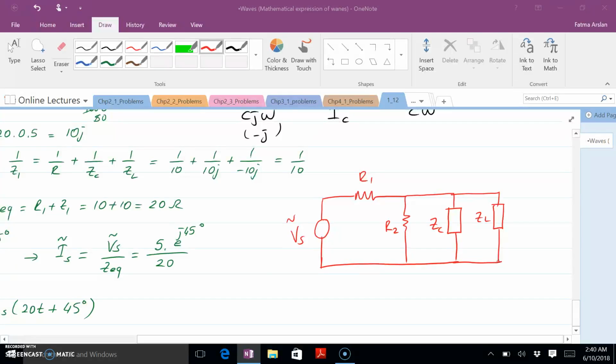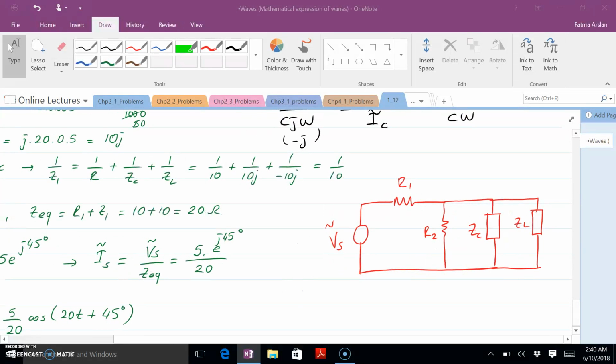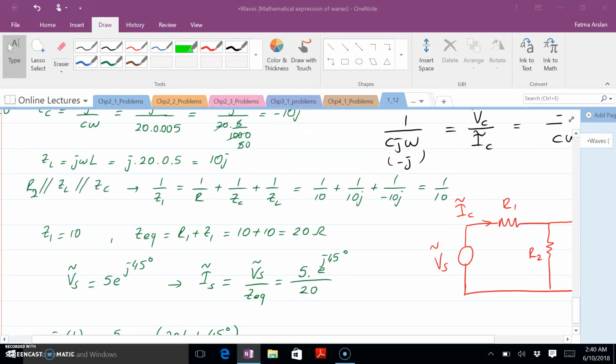So if you want to analyze the circuit, let's say you want to calculate the current. Of course, since you are doing it in the phasor domain, what you're calculating is really the phasor for current. Everything works exactly like the resistive circuits. So how would you do it? You would combine all of these because they're parallel, and then you would add it to R1, and then you would divide that number by this V_s. So that's exactly what we are doing here.